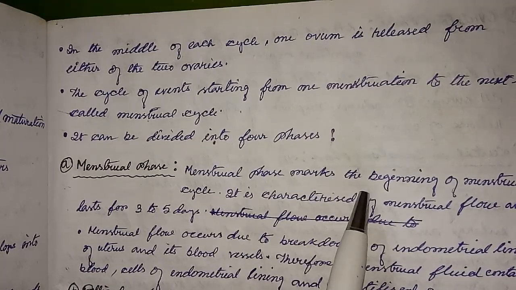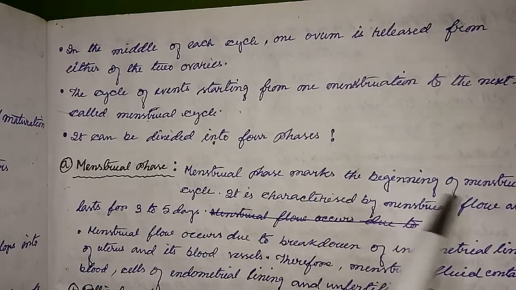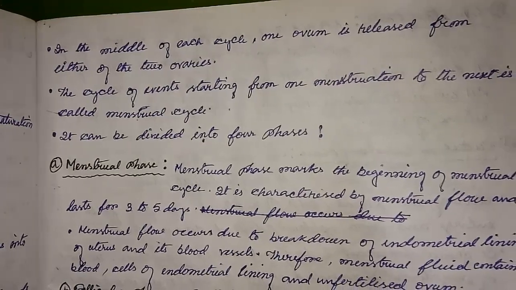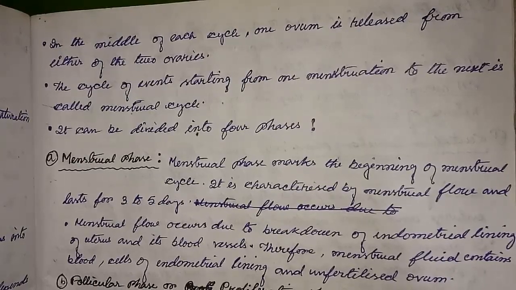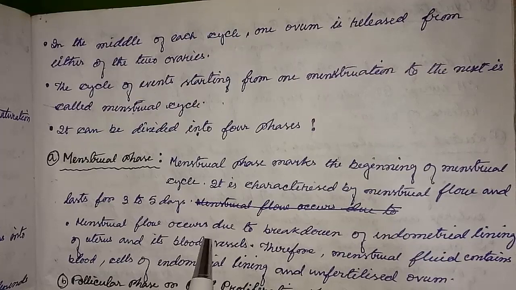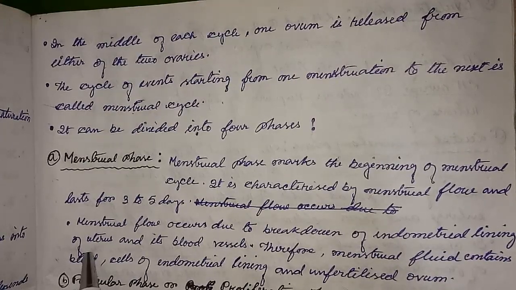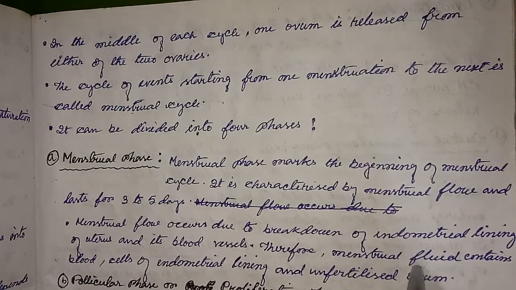Menstrual phase marks the beginning of the menstrual cycle. It is characterized by menstrual flow and lasts for 3 to 5 days. Menstrual flow occurs due to breakdown of the endometrial lining of the uterus and its blood vessels. Therefore, menstrual fluid contains blood, cells of the endometrial lining and the unfertilized ovum.